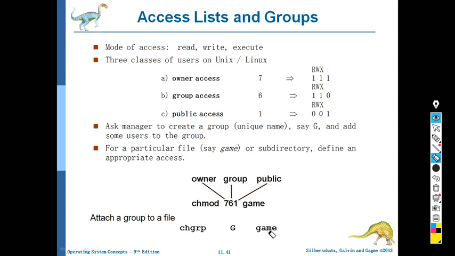Now, attach a group to a file. I am attaching this particular group to this particular file with the change group command, chgrp G game. That is how we attach a file to a particular group. So whatever access rights you want, these numbers have to be modified, and then you write it in this format.